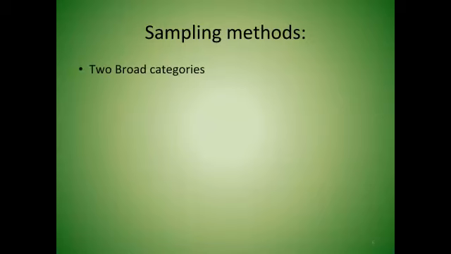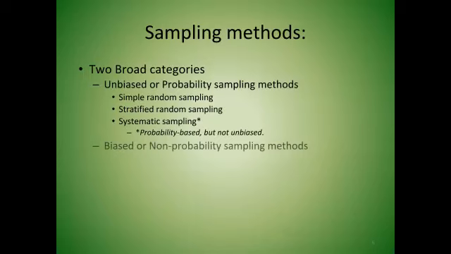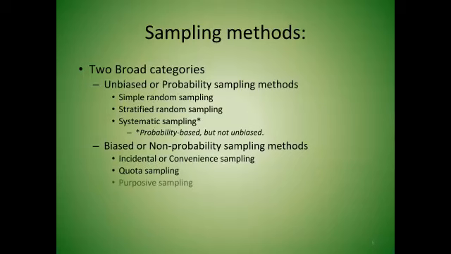For probability-based sampling methods, you will need to be familiar with simple random sampling, stratified random sampling, and systematic sampling. For biased or non-probability sampling methods, you will need to be familiar with incidental or convenient sampling, quota sampling, purposive sampling, snowball sampling, and mixed sampling. And we'll talk about each of these methods in turn. First, let's look at simple random sampling.